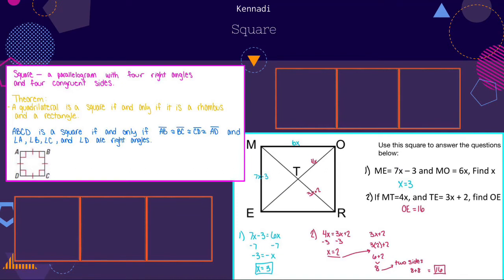A square is a parallelogram with 4 right angles and 4 congruent sides. It also has to be a rhombus and a rectangle. For one example, ABCD is a square if and only if all sides are congruent to each other and all of them have right angles.